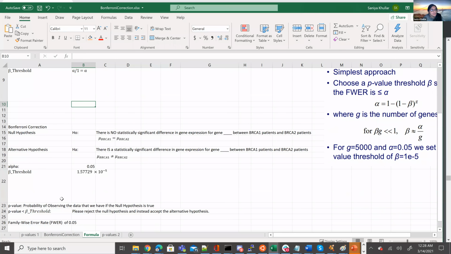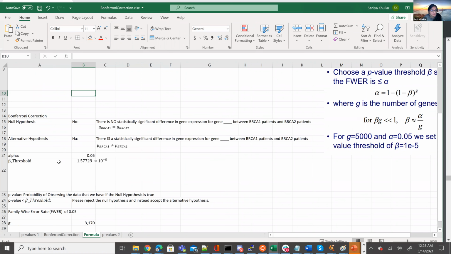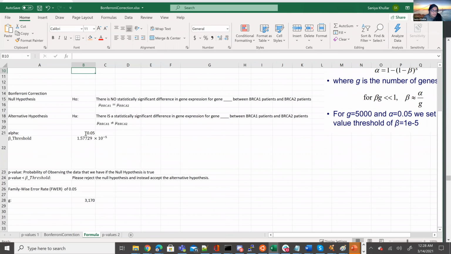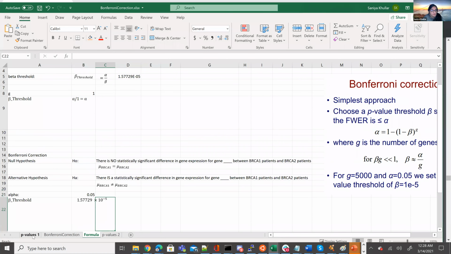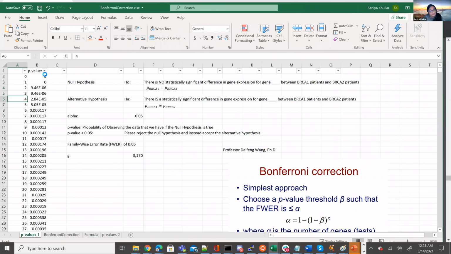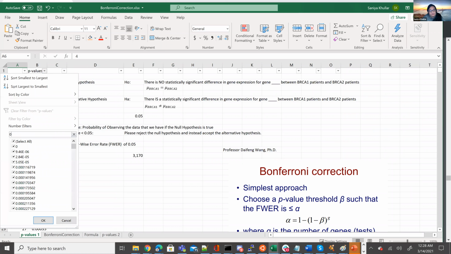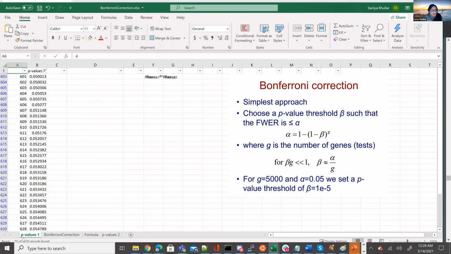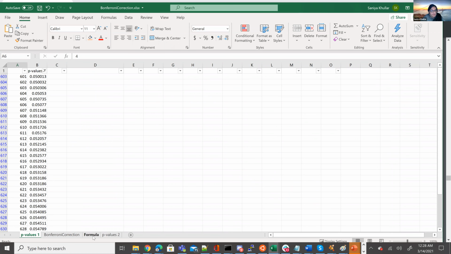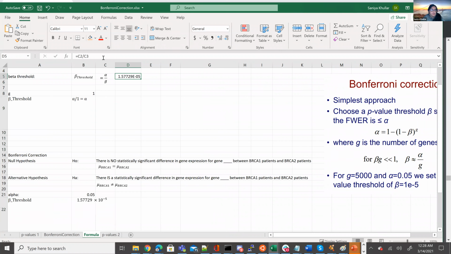So instead of rejecting when the p-value is less than alpha, we're rejecting when it's less than the threshold, and this threshold is this value times 10 to the negative 5. How this works in action: before, when we were using 0.05 as our threshold, we got around 75 that were significant under 0.05. But now we're going to use our cutoff of this.